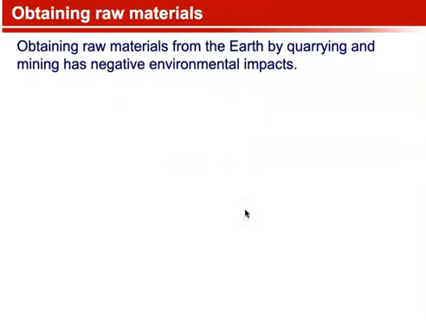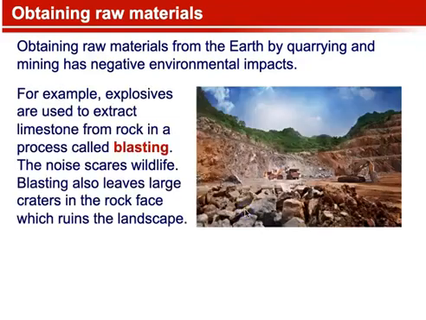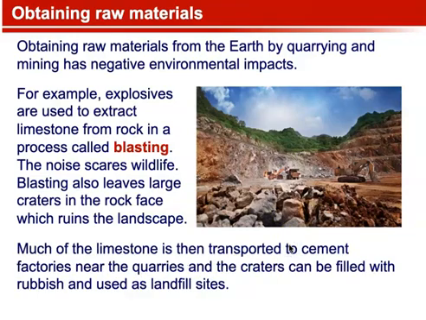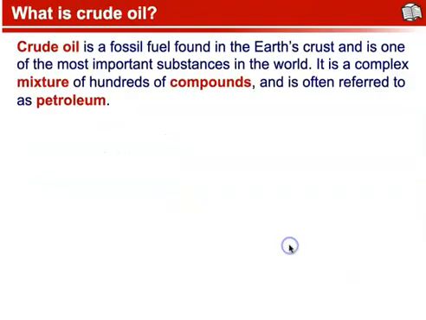Obtaining raw materials. Obtaining raw materials from the earth by quarrying and mining has negative environmental impacts. For example, explosives are used to extract limestone from rock in a process called blasting. The noise scares wildlife. Blasting also leaves large craters in the rock face, which ruins the landscape. Much of the limestone is then transported to cement factories near the quarries, and the craters can be filled with rubbish and used as landfill sites.